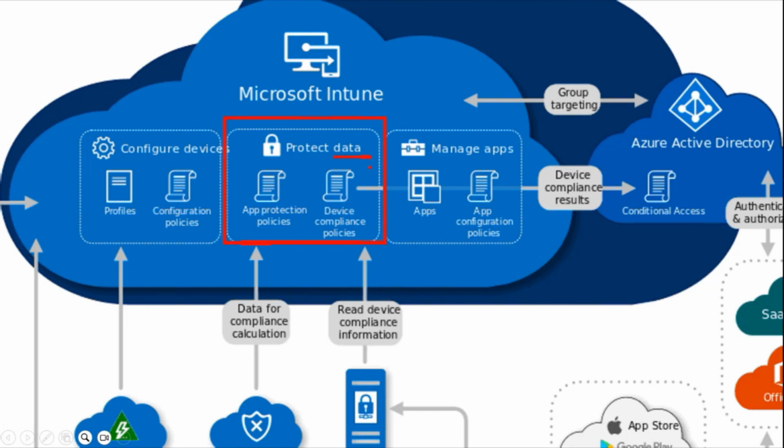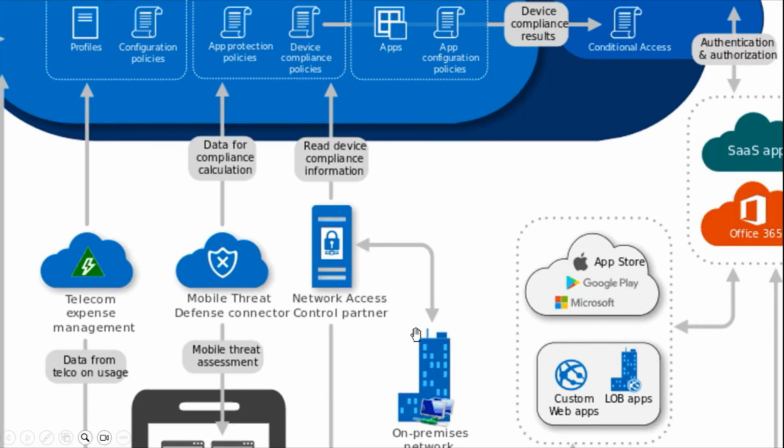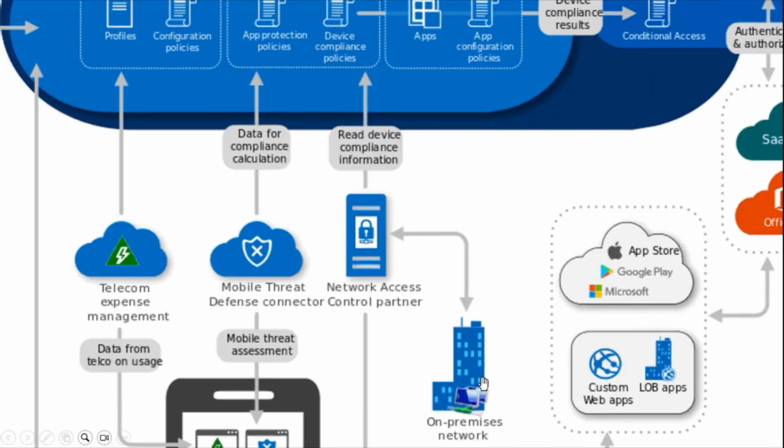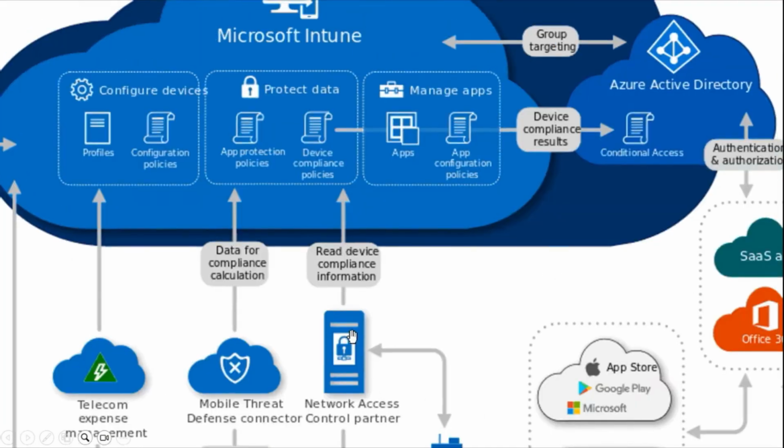So data is especially for MAM, and this is where you set things and ensure that your devices are complying. Also, there is a network access control partner, which is for the on-premises devices. If these devices are also trying to connect, the network access control partner will keep checking and read the compliance information from these devices.